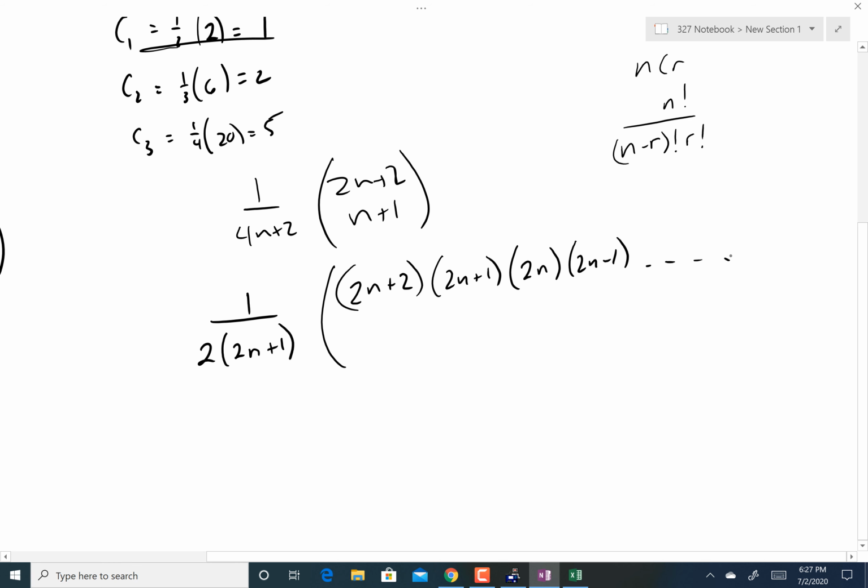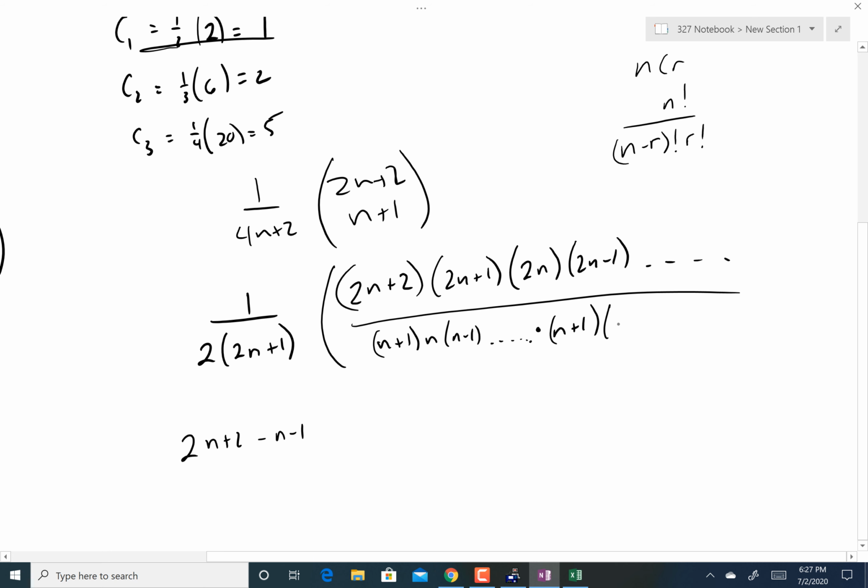But now I'm going to take these two and subtract them. So I'm going to get 2n plus 2 minus n minus 1. So it's going to be n plus 1, I believe. Is that right? You all see that? It's going to be n plus 1, n minus 1, dot, times n plus 1 factorial, which would be n dot. Cool.